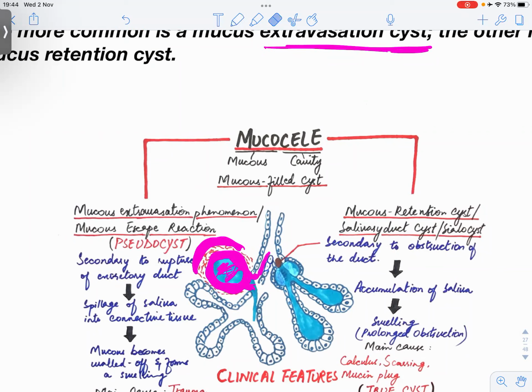Extra means outside the mucus gland. And the main cause is trauma, which causes rupture of the normal structure of the salivary gland. Then the mucus will go outside. It's called escape of the mucus, the escape phenomenon. So extra means outside: extravasation cyst, formation of a cyst outside the mucus gland.